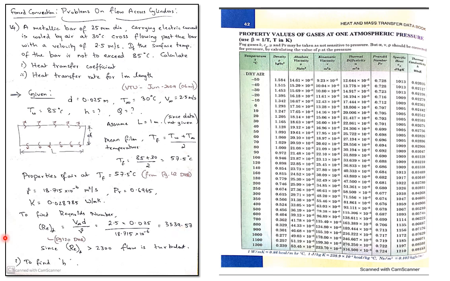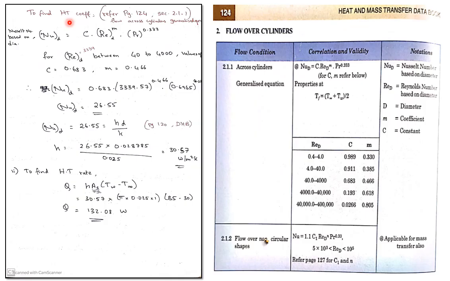Next step is to find the value of h, that is the heat transfer coefficient. So how to find the heat transfer coefficient? Because this is flow across a cylinder, if you go to page number 124, there you will find the flow over cylinders. Here you can see the formula related to the Nusselt number. You need to take this equation because it is flow over a cylinder.